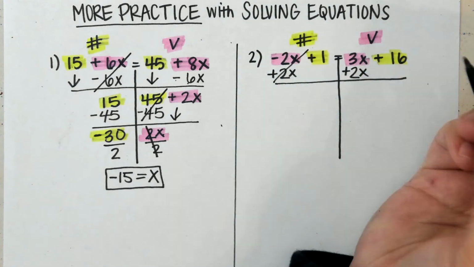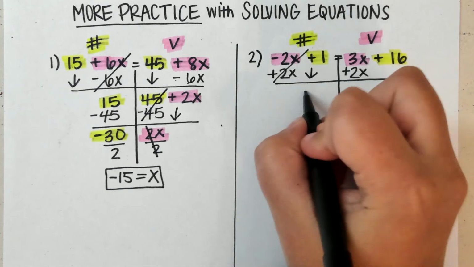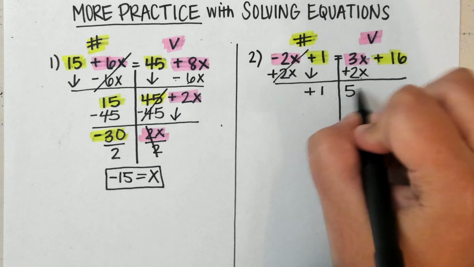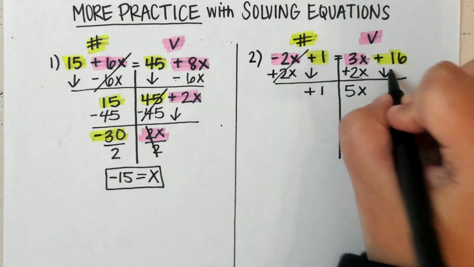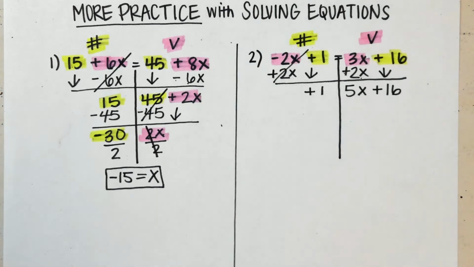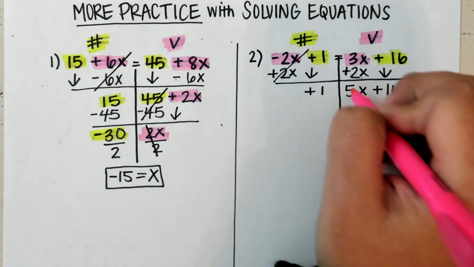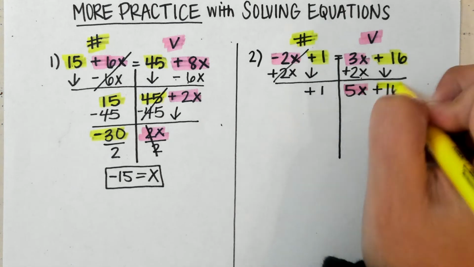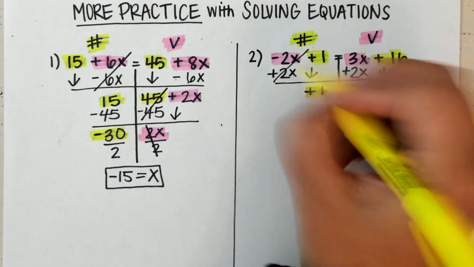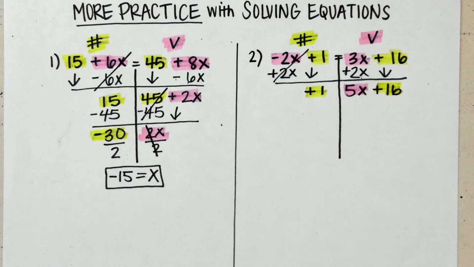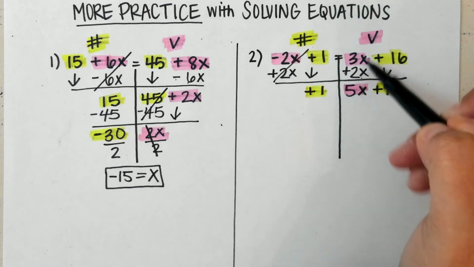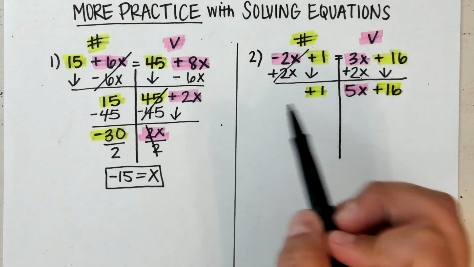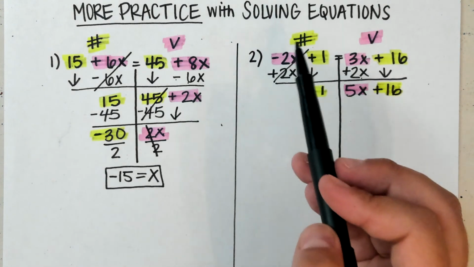These are going to cancel. I'm going to bring down the plus 1. And then I have 3 plus 2, which is 5x. And then I'm going to bring down the positive 16. So I'm going to color code my variables pink. And the numbers without a variable are going to be yellow, just like how we started. Now I have all of my variables underneath the variable side. Now I want to bring my numbers to the other side, underneath the number side.